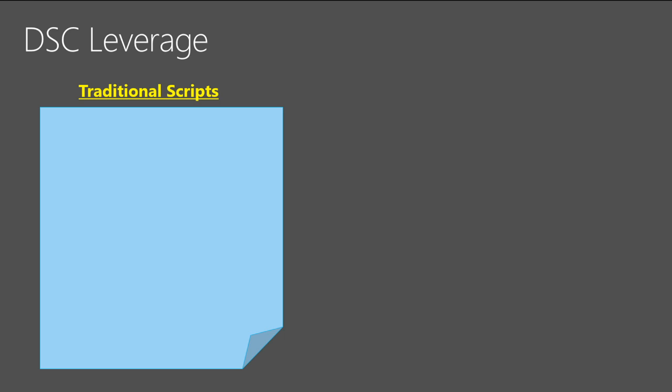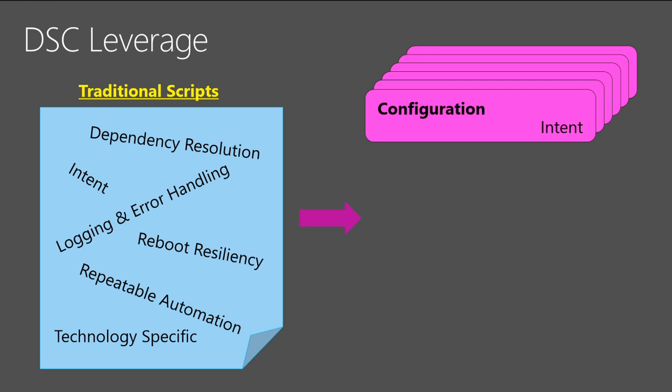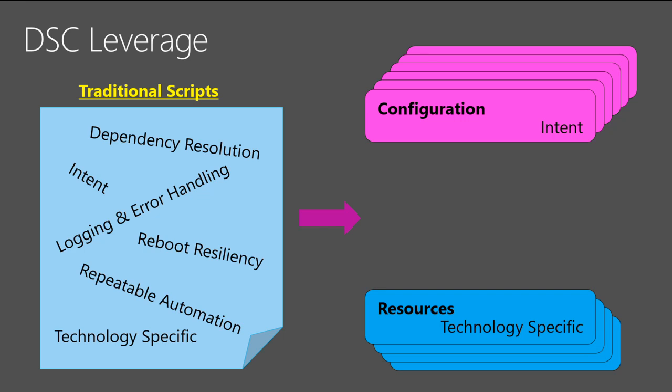So some of the things about DSC and how we simplify things, other than a declarative script, we do all of the things that are in a traditional script, like dependency resolution, your intent, your logging, your reboot resilience. The technology-specific stuff gets separated out in DSC. So in DSC, you have your intent, which is that declarative script that I mentioned. It's a very simple script that is just, this is how I want the system to be. There's no error handling in there and all that kind of stuff. It's all in a separate part of the system that's already taken care of.